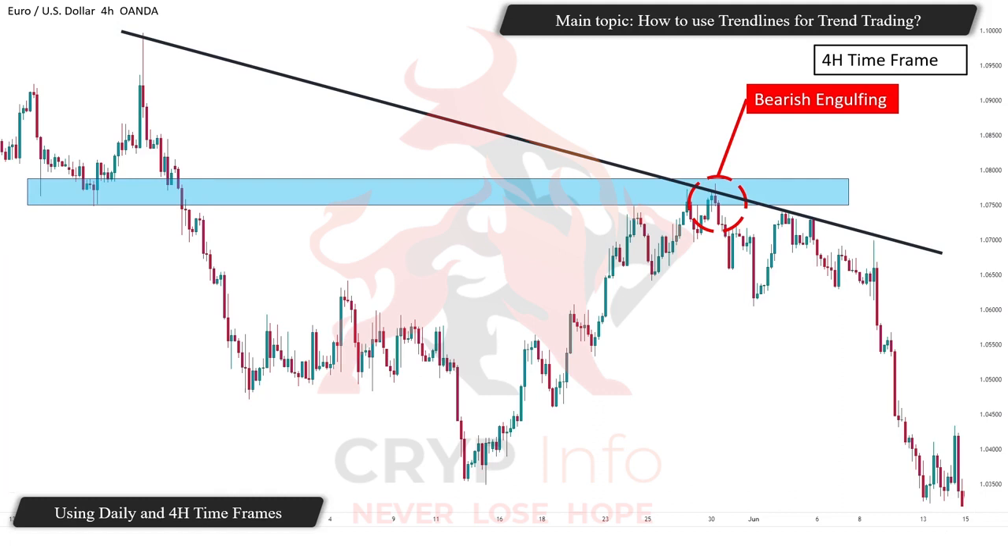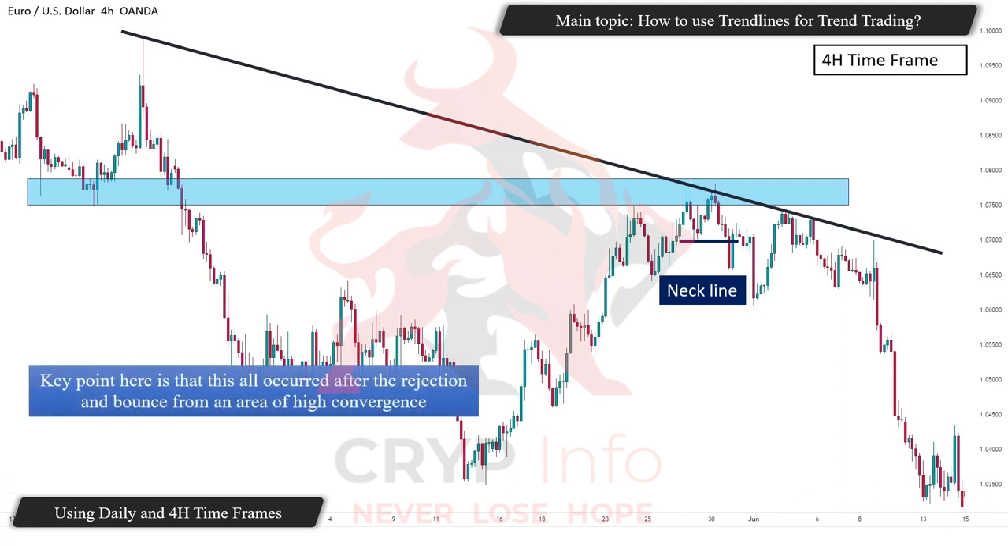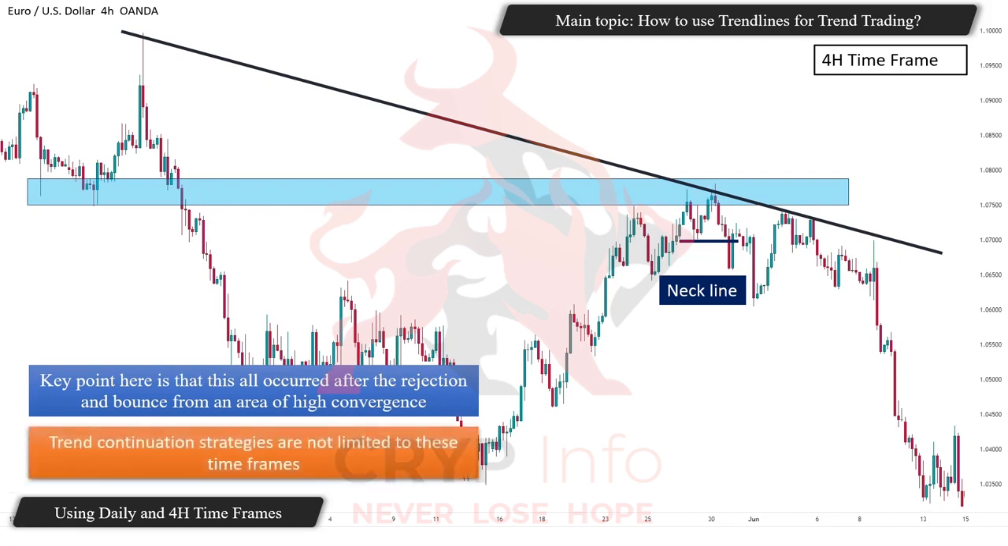A more conservative trade would have been waiting for the double top pattern to be completed by breaking the neckline to the downside. Now, again, there are many ways to enter the market. But the key point here is that this all occurred after the rejection and bounce from an area of high convergence, or else you would have had just a simple break and retest. Another important point is that trend continuation strategies are not limited to these time frames, so you could use them in any of them. But remember, things you find in the higher time frames hold more weight.